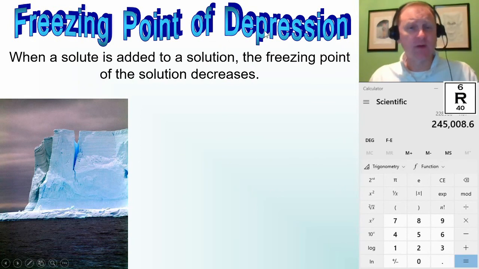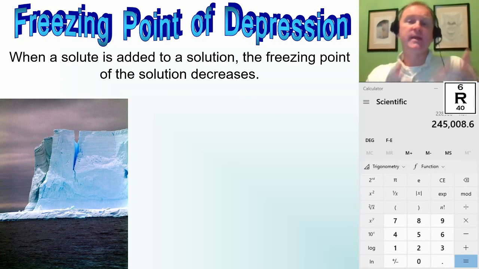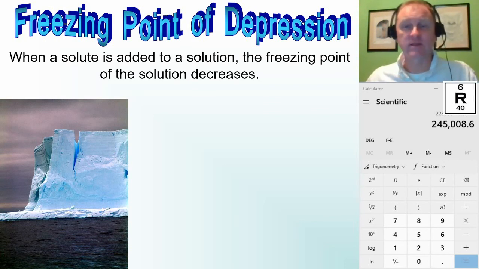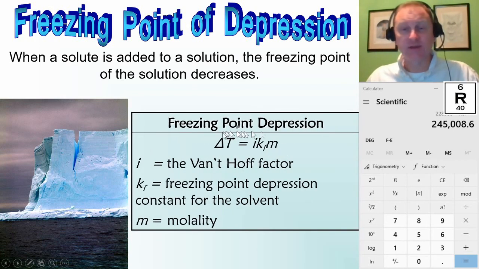Freezing point depression. When a solute is added to a solution, the freezing point of the solution decreases. So again, if you put salt in water, the water is going to be attracted to those ions, and it's going to make it harder for the liquid to become a solid. So it'll have to be colder and colder and colder for it to become a solid. So it lowers the freezing point when you add a salt in there. And the equation looks very much like the equation for boiling point.